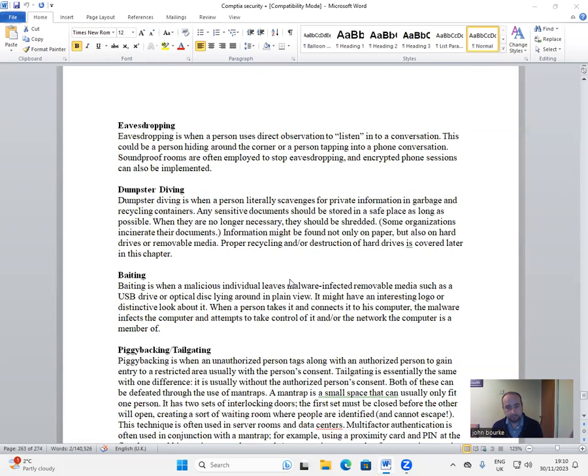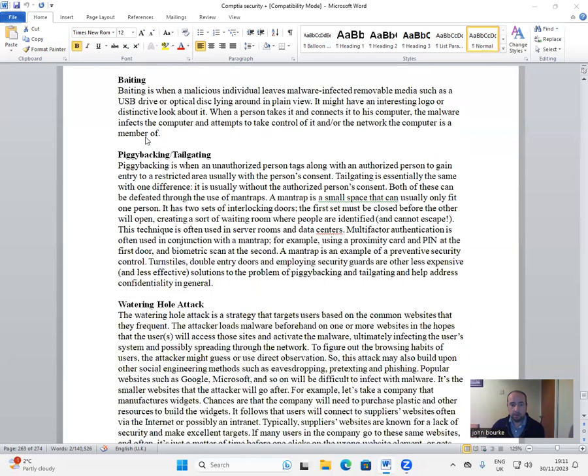Baiting. Baiting is when a malicious individual leaves malware-infected removable media, such as a USB drive or optical disc, lying around in plain view. It might have an interesting logo or distinctive look about it. When a person takes it and connects it to his computer, the malware infects the computer and attempts to take control of it and/or the network the computer is a member of. Piggybacking. Tailgating.